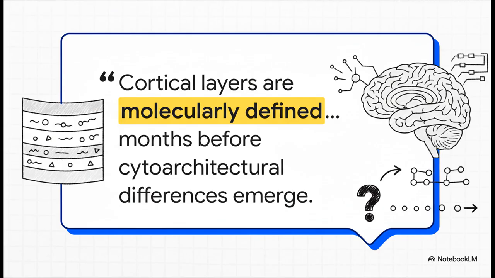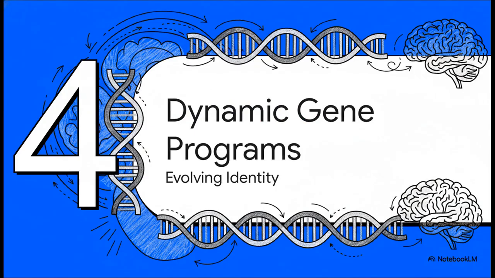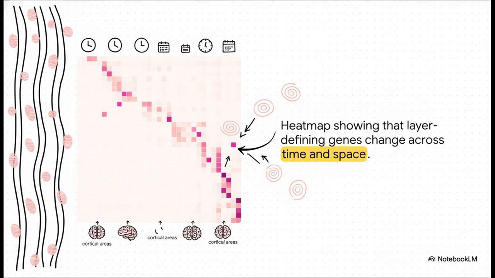Now, the discovery of this cryptic organization raises a further question. Are the gene programs defining these early layers static, or do they evolve over developmental time and across cortical space? Section 4, Dynamic Laminar Gene Programs, an Evolving Molecular Identity. It turns out the molecular definitions of these layers are not static at all. This heat map from Figure 3D illustrates this dynamism.